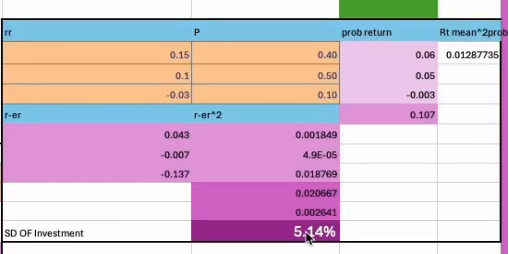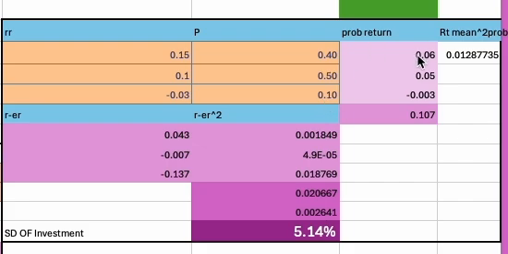Today we're going to be calculating our standard deviation of investment. Starting off, once again, it's color coded. We are given our rate of return, or risk-free rate, of 0.15, 0.1, and negative 0.03. Our probabilities are 0.4, 0.5, and 0.10.